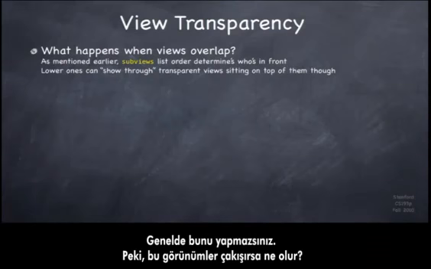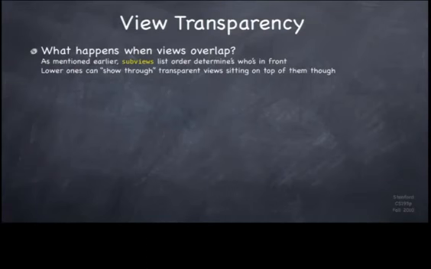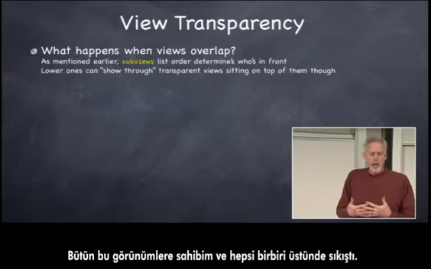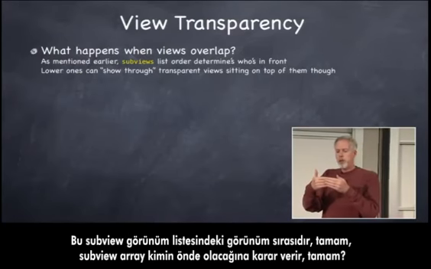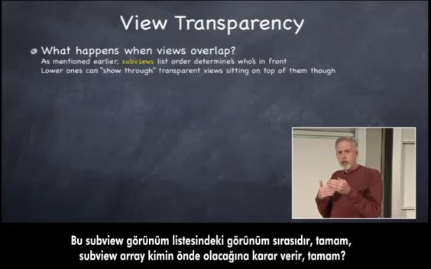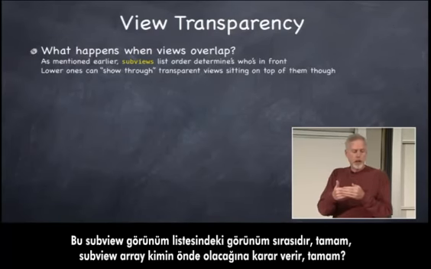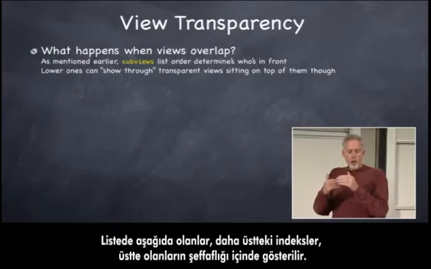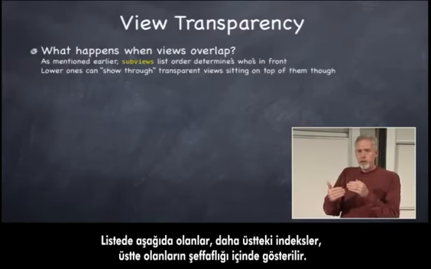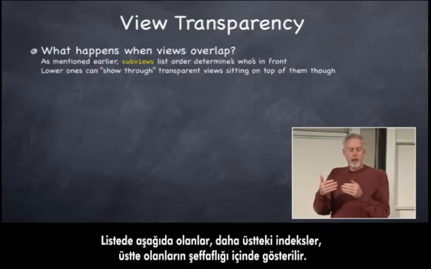So what happens, though, when these views overlap? So I've got all these views, and they're all stacked on top of each other. It's the order of the views in a view's subviews array that determines who's in front. Okay, the ones that are lower down in the list, higher indexes, show through any transparency for the ones on top.